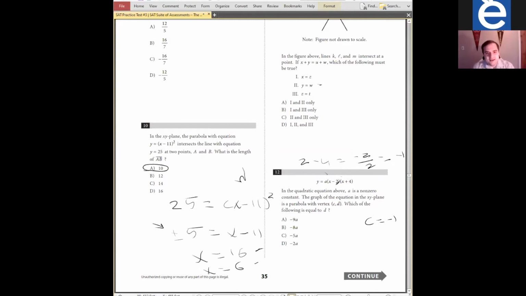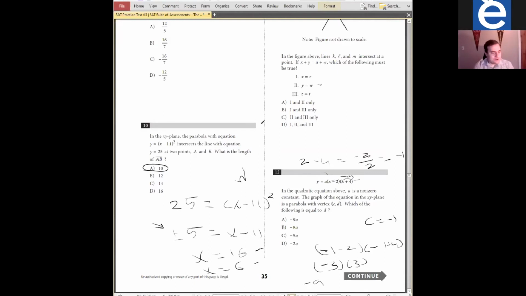Now, if I plug in that -1 for x, we get -1 minus 2 times 1, -1 plus 4, -3 times 3, -9, right? So then we have -9. This all resolves to -9a. So the answer is A, -9a. Does anyone have any questions on what we just did?